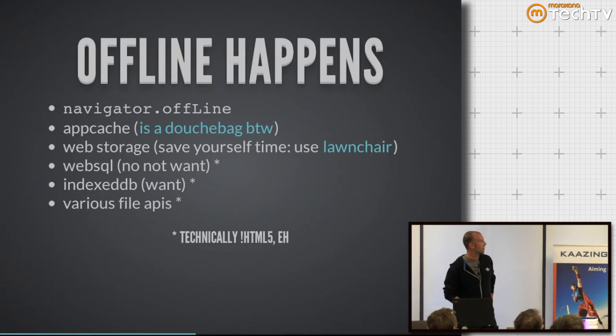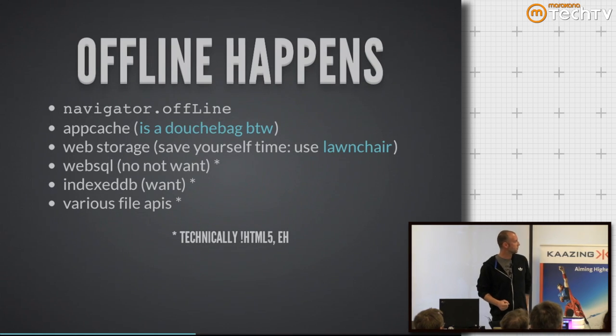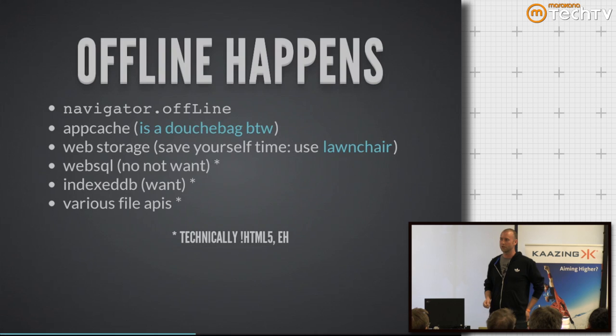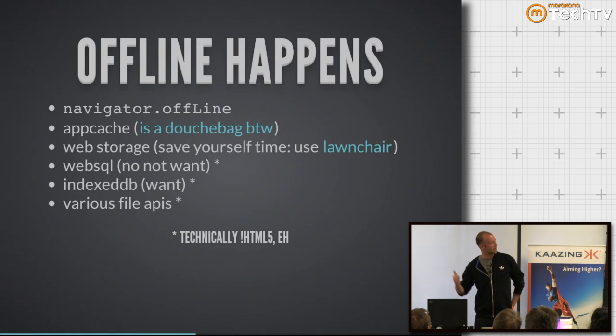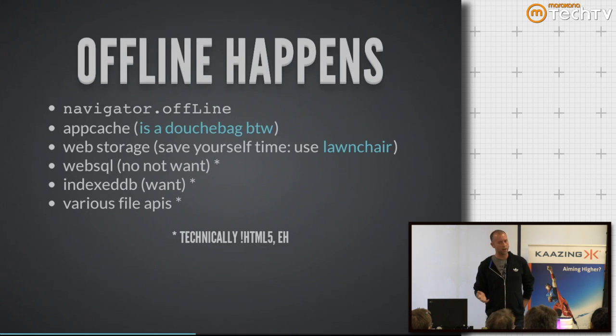Web storage is a nightmare. I've created a library called Launcher, which helps. WebSQL is going away. WebSQL seemed like a good idea. Who likes writing SQL statements as a giant string? Nobody. So that's on its way out. IndexedDB is on its way in, which is basically the idea that we can store JSON objects. And then there's various file APIs. I think there's something like 6 or 7 different standards for that. Cool.